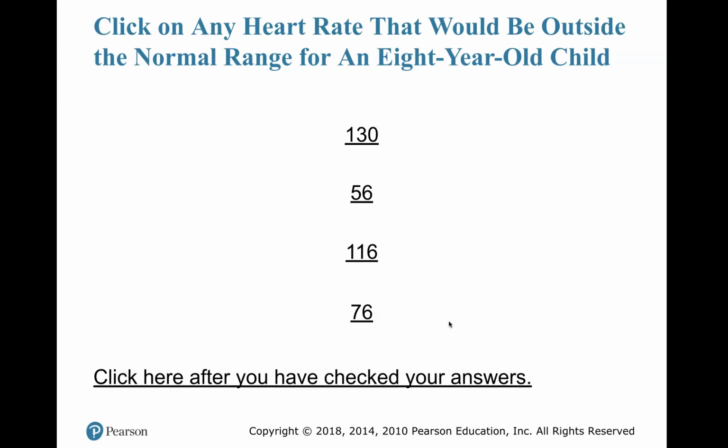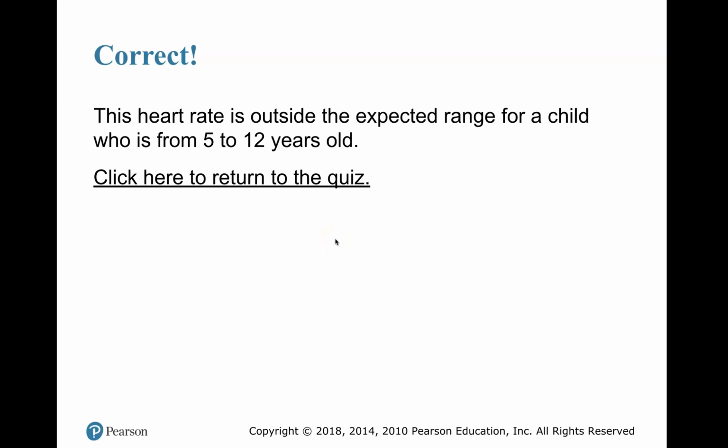Okay, click on any heart rate that would be outside the normal range for an 8-year-old child. Any heart rate. If you clicked 56, you are correct. This heart rate is outside the expected range for a child who is from 5 to 12 years old.